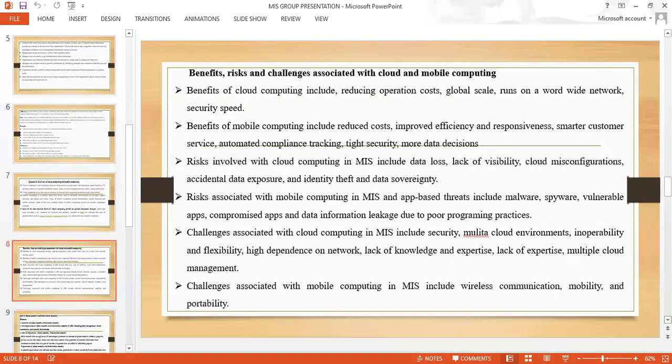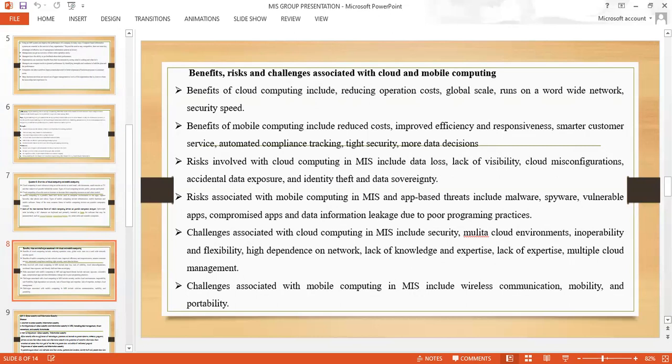Then in the second part, it was about benefits, risks, and challenges associated with cloud and mobile computing. The benefits of cloud computing include reducing operational costs, such as software and hardware costs. It has global scale, for instance, if you are in Mbale, you are able to communicate with someone in Mbarara.